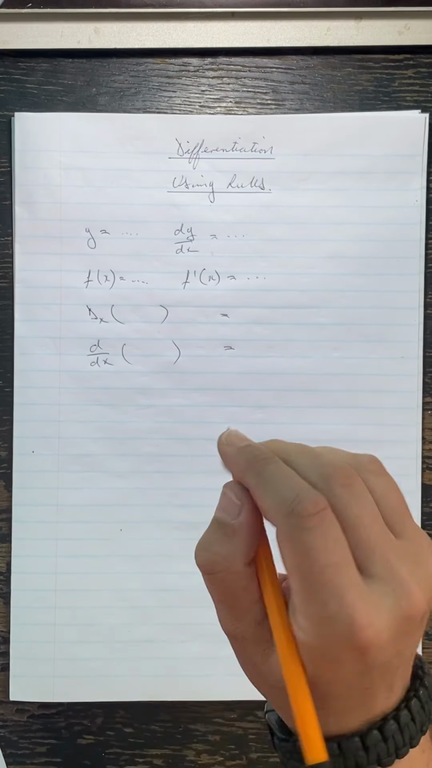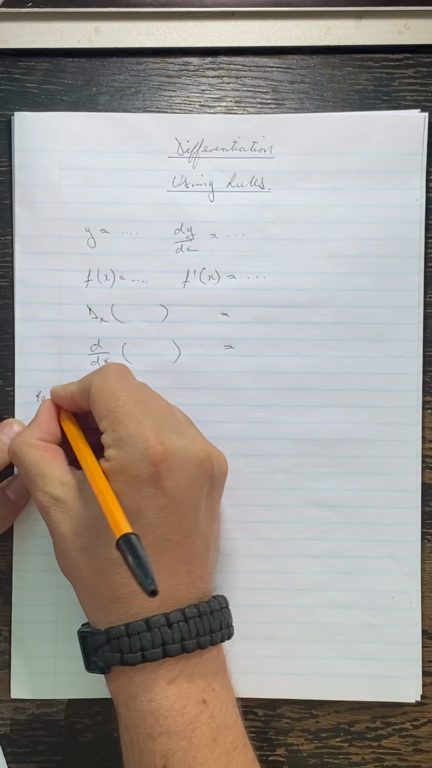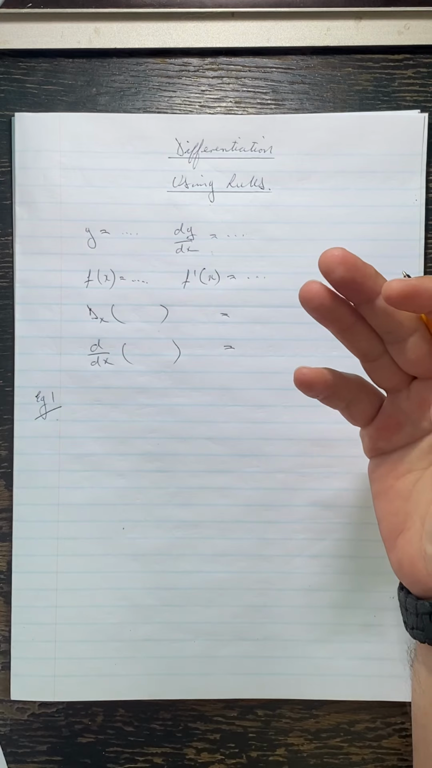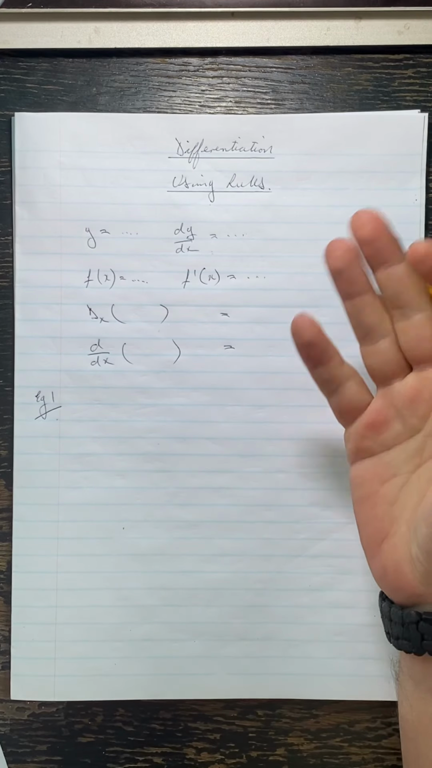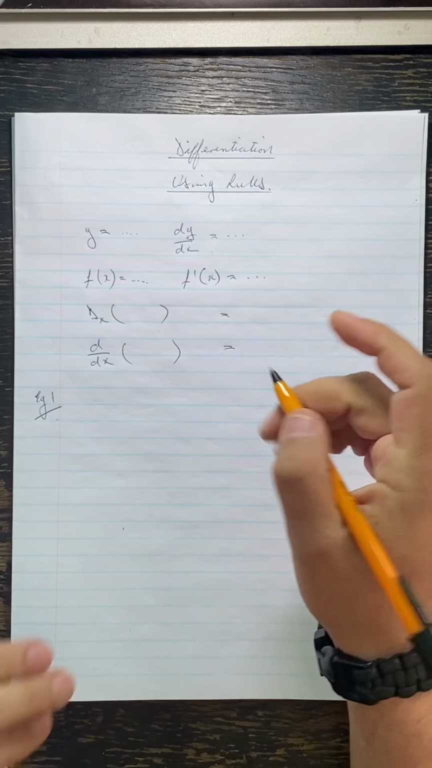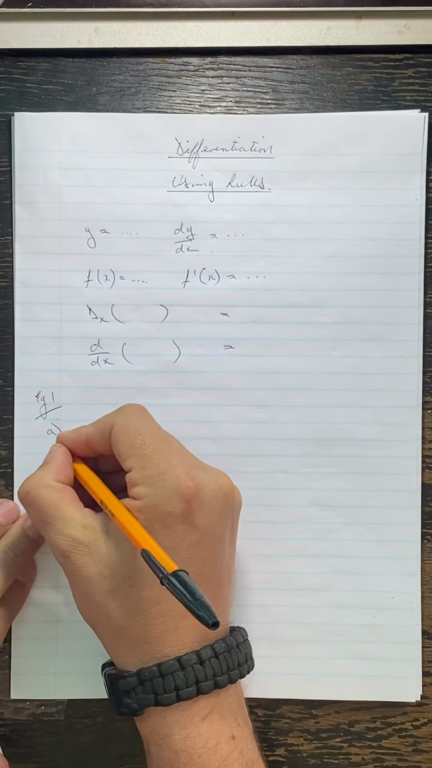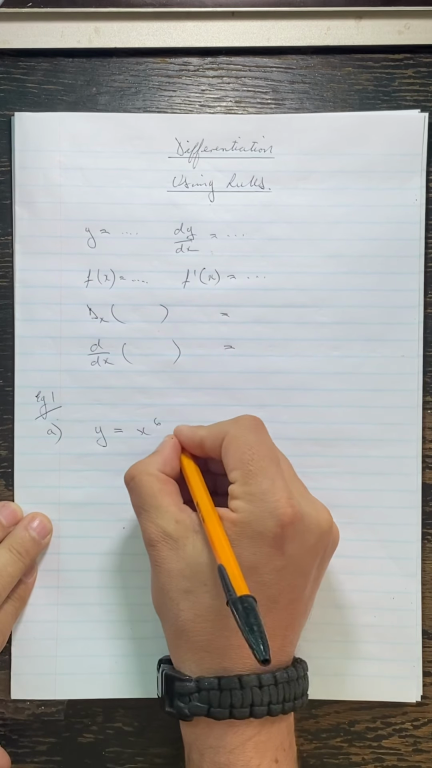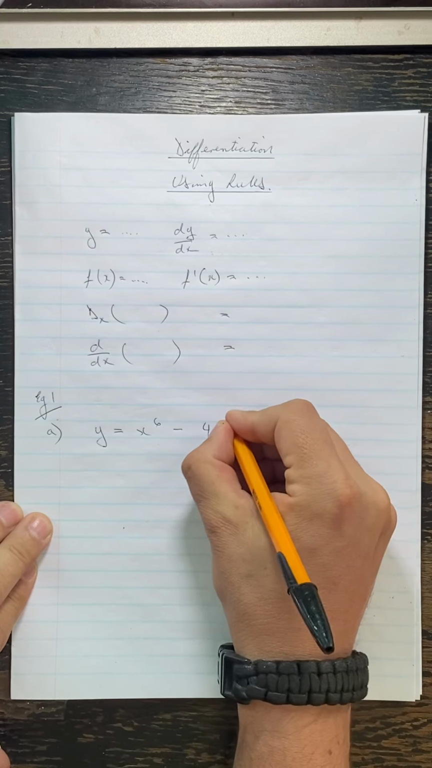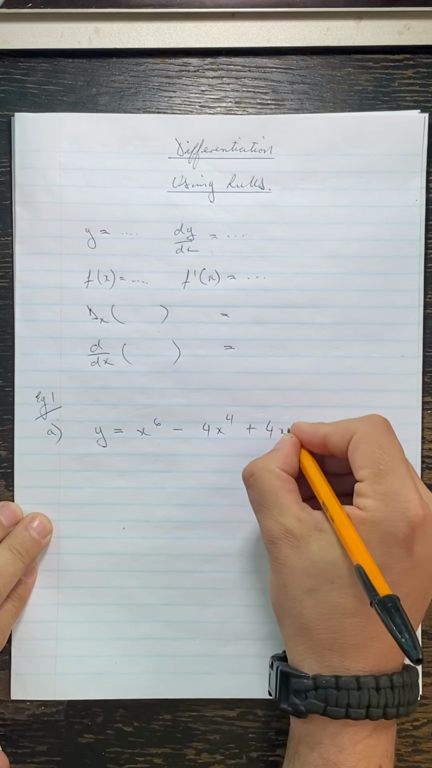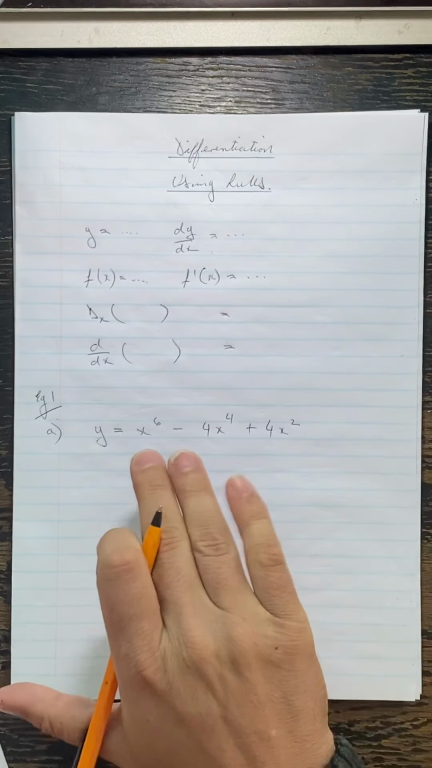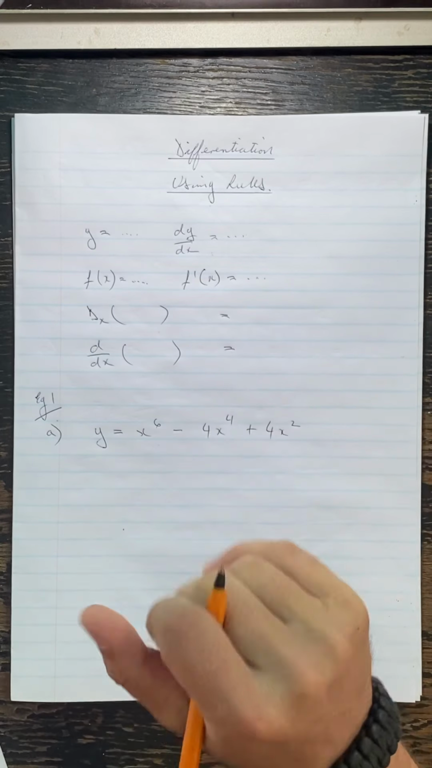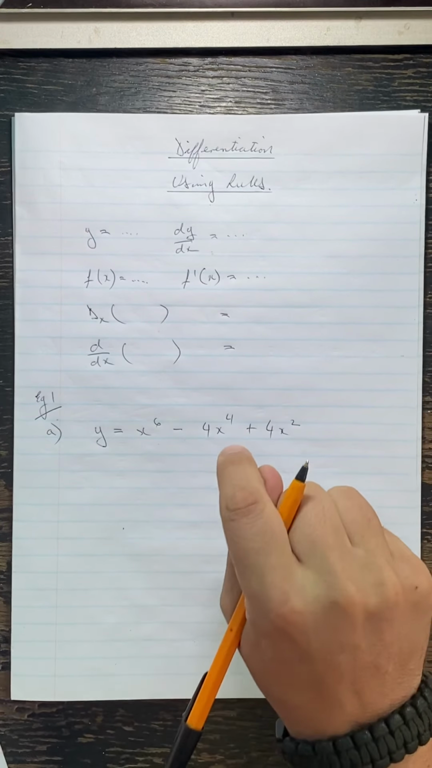If we go through example 1, I will show you how to pick which one to use, either the product rule, the chain rule, or the quotient rule. If we look at question A, they're asking us to find the derivative of y is equal to x to the 6 minus 4x to the 4 plus 4x squared. This is generally how you want your function to be, like a polynomial, because it's so much easier to differentiate this.